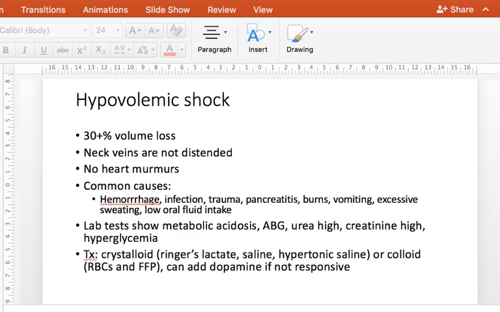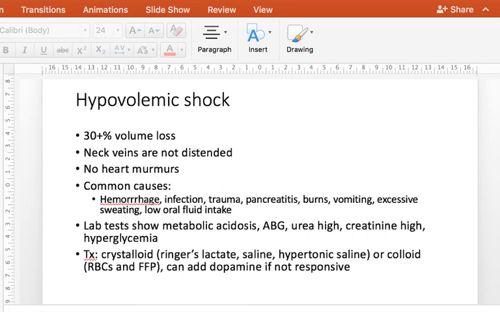Okay, now the first type of shock, hypovolemic shock. This is when you have at least 30% of volume being lost. On physical exam, always check the neck veins. In this type of shock, they will not be distended. That's because you still have venous return and the heart is still pumping. You will not detect any heart murmurs, and the most common causes of hypovolemic shock are hemorrhaging, infection, trauma, pancreatitis, burns, vomiting, excessive sweating, and not drinking enough.